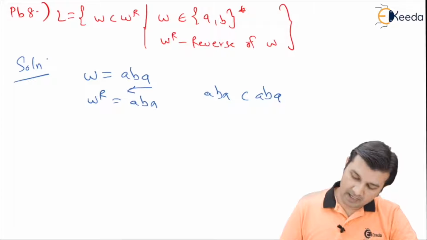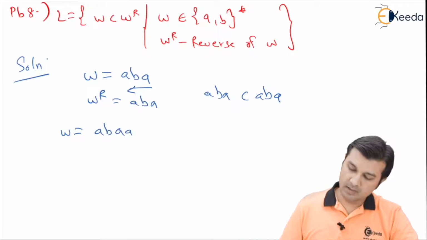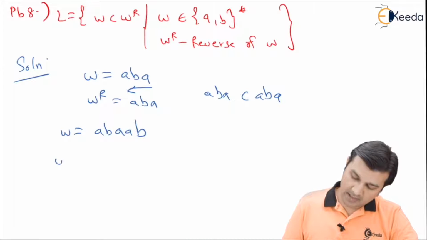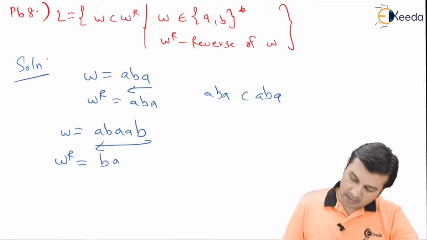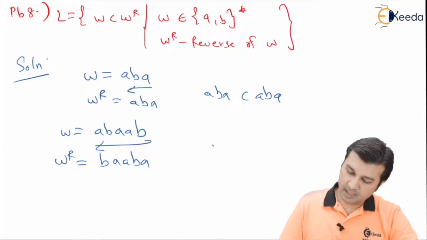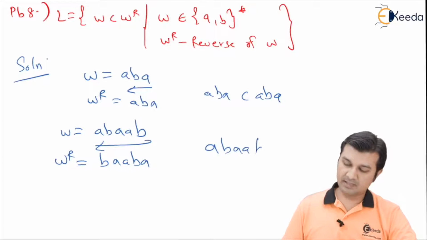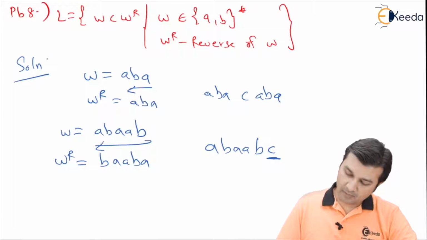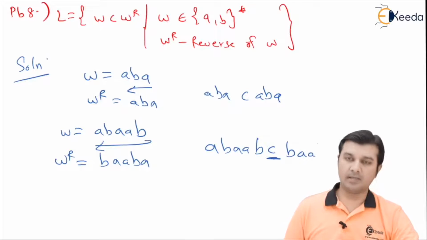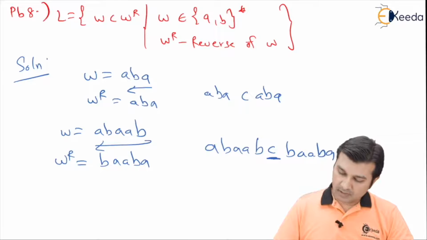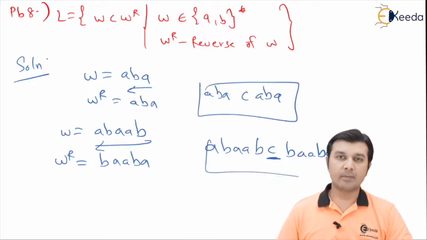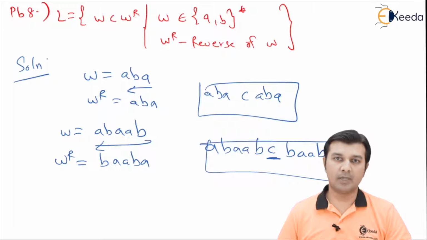Similarly, if my W is equal to abaab, so my W^R in this case is going to be baaba, and the string will be abaab C baaba, right? So all such strings should be accepted by my pushdown automata.